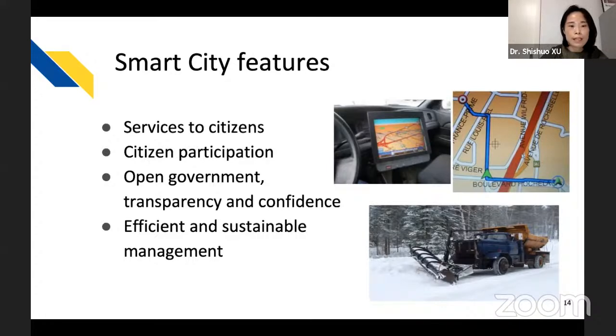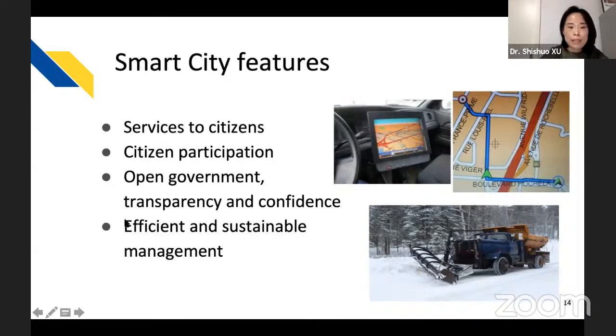The third one is about the open feature. It means open government, transparency, and confidence. Open data and access to information are very essential in smart cities. And information and communication technologies aim to make the communications and interactions between the citizens and the public administrations more efficient.